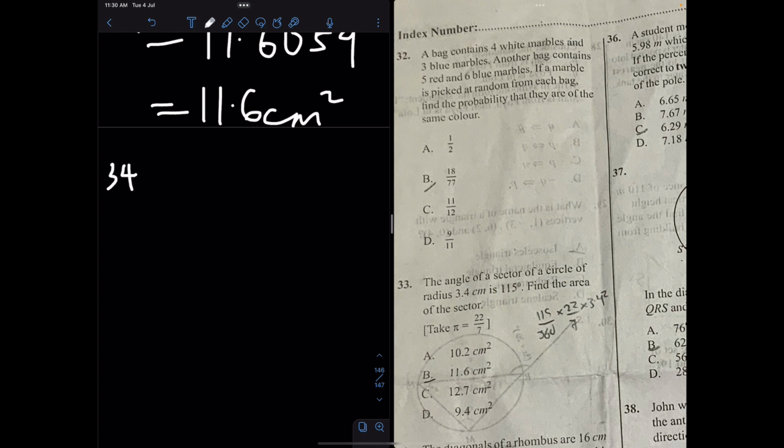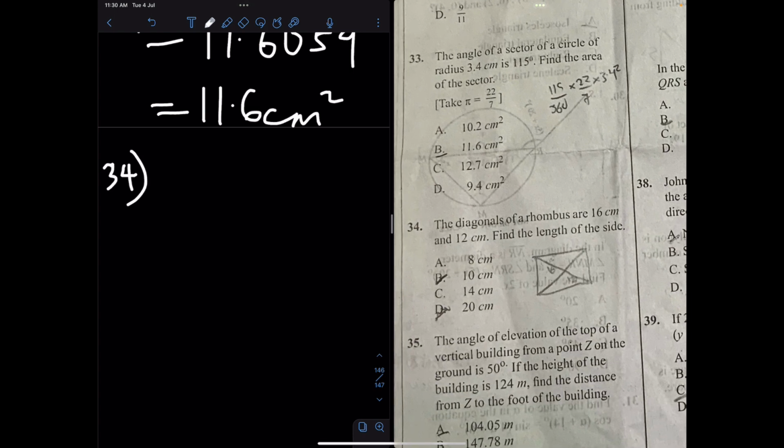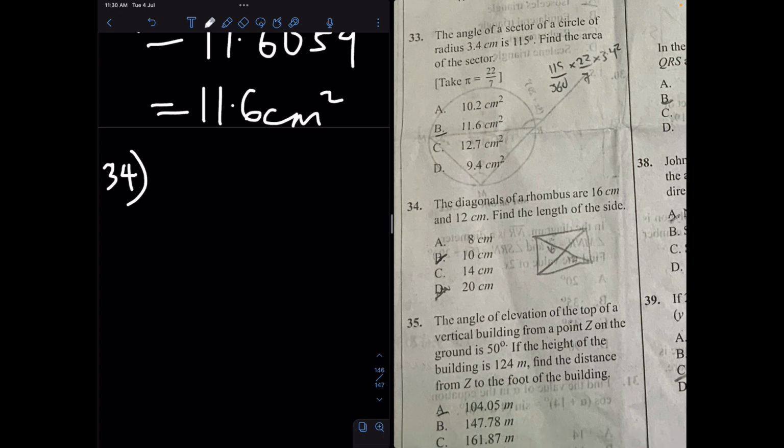Number 34. The diagonals of a rhombus are 16 centimeters and 12 centimeters. Find the length of the side. Okay, let's draw the rhombus this way. The rhombus has equal length sides. Now, this is equal to this. This is equal to this. All the lengths are equal.